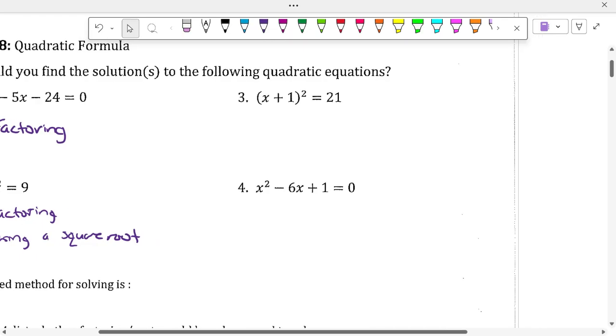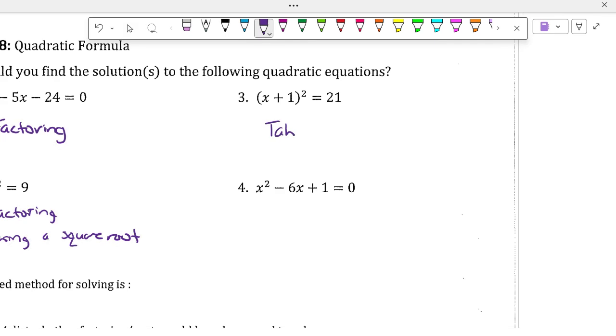What about 3? What's the easiest way to solve 3? Taking that square root. Now, the last one. What's the only method that we know so far that'd be fairly straightforward with solving that last one because it's not factorable? Completing the square.